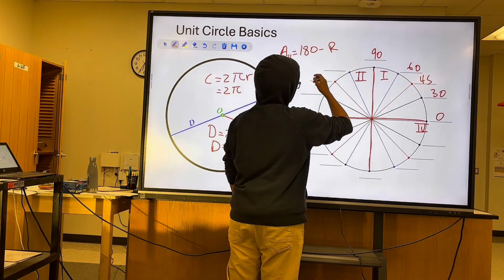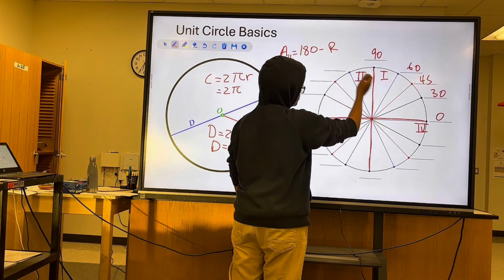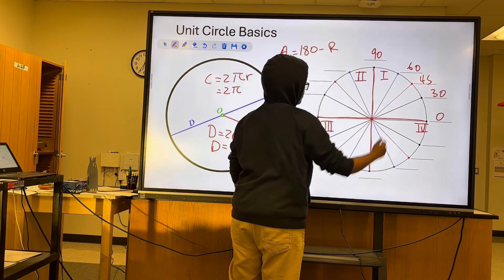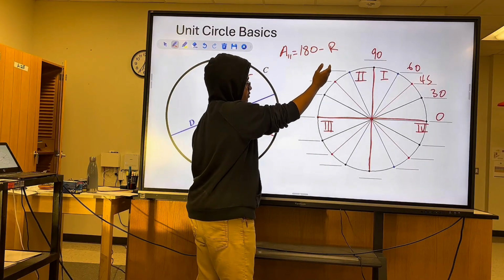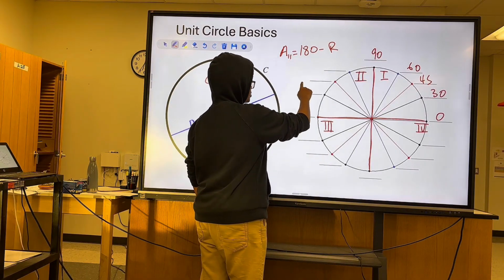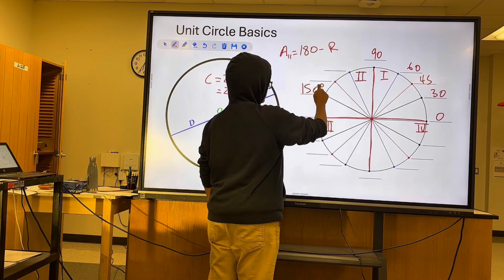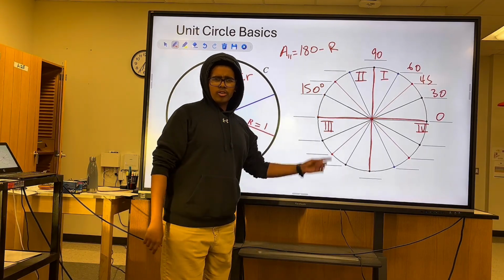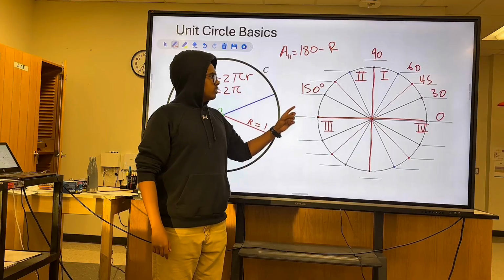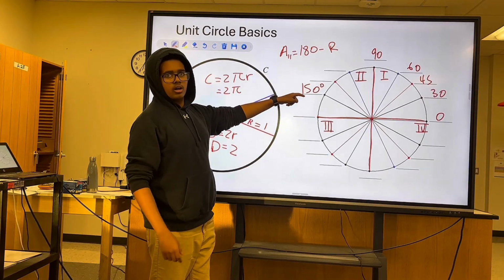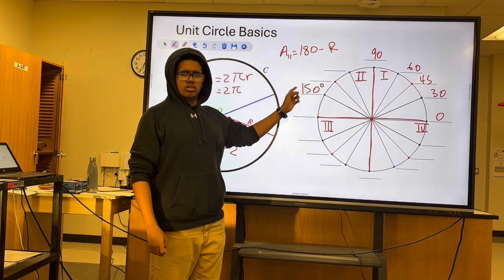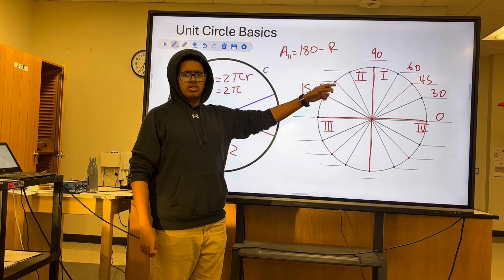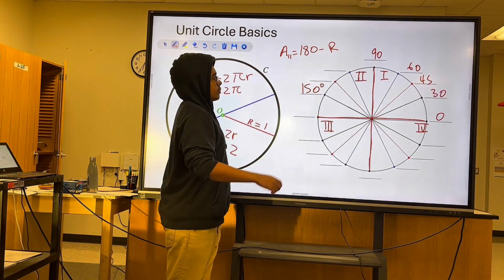So 180 minus your reference angle. For example, if you have reference angle 30, 180 minus 30 is 150, which is this specific one. What are they called again? The what? These ones. They're supplementary, complementary. Forget it.